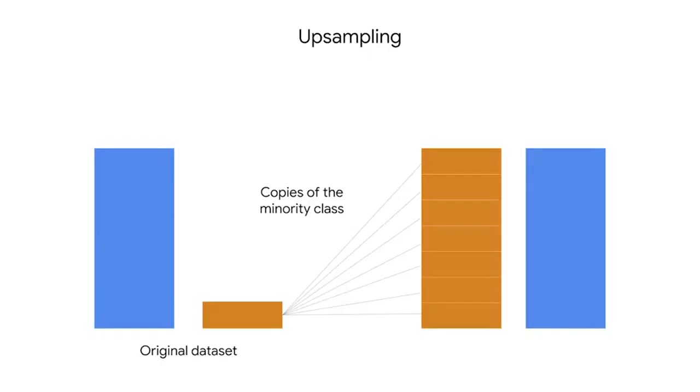Upsampling is the opposite of downsampling. Instead of reducing the frequency of the majority class, you artificially increase the frequency of the minority class. Similar to downsampling, there are multiple ways you can achieve this. The simplest technique is called random oversampling, where random copies of data points in the minority class are copied and added back to the dataset. Or mathematical techniques can be used to generate non-identical copies, which are then also added to the dataset.